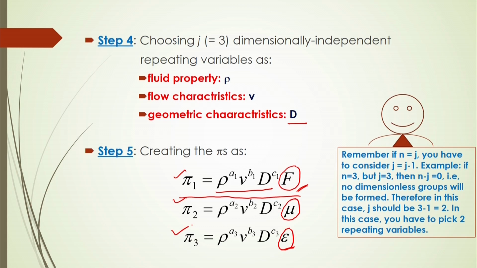Suppose n is equal to 3 and j is equal to 3, then n minus j is equal to 0. So, no dimensionless groups will be formed. Therefore, in this case j should be 3 minus 1, that would be equal to 2, and you have to pick only 2 repeating variables in this particular case. We will come to an example for this type of problem.